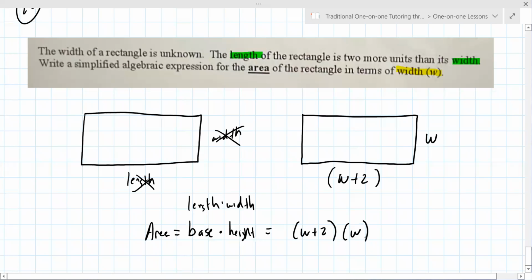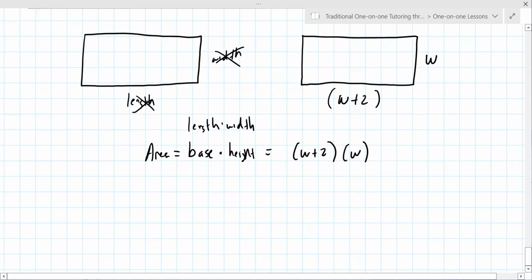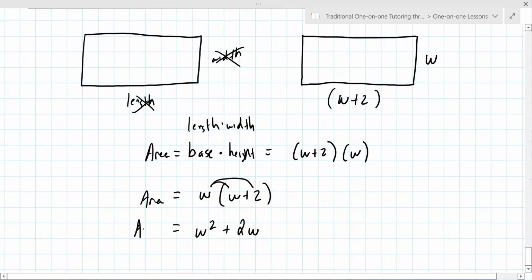Okay, so we are not done. We do need to simplify. We've actually not done one like this here yet, so we can work on this together. I'm going to rewrite it so that the W is there, and then the W plus 2 is there. So you actually just distribute in. W times W is W squared. W times 2 is 2W, and that's your final answer.